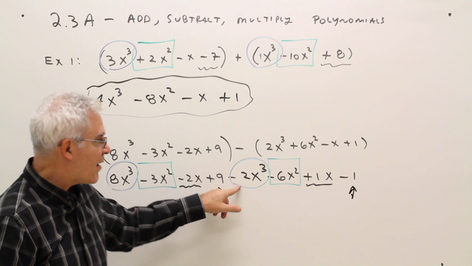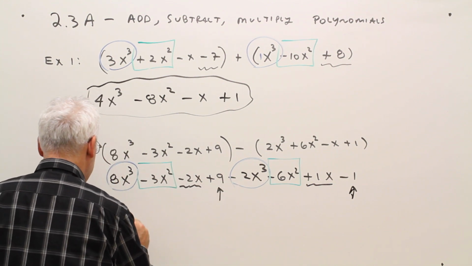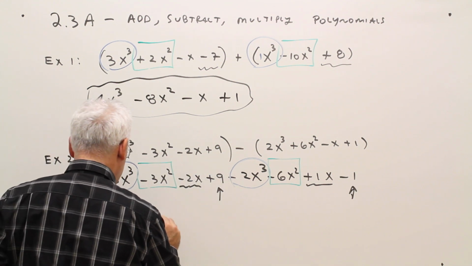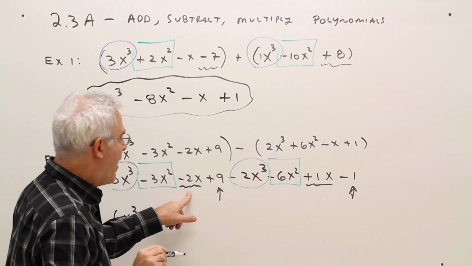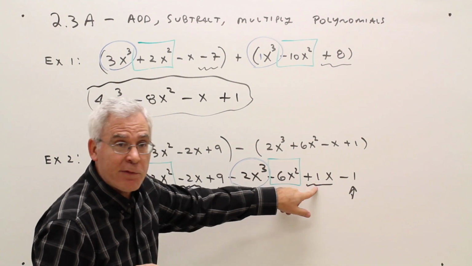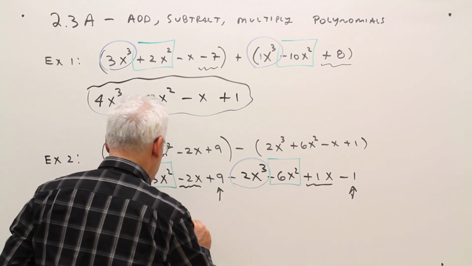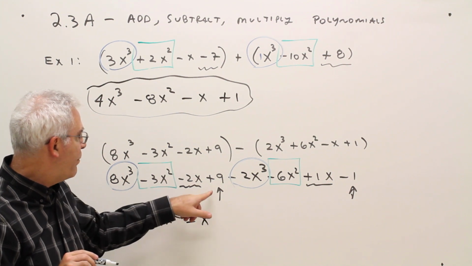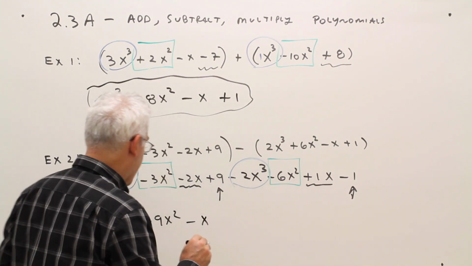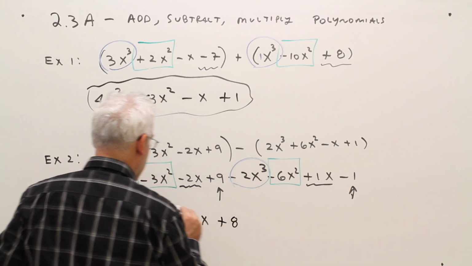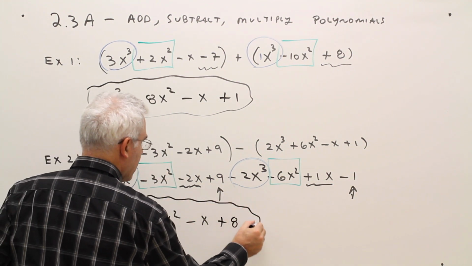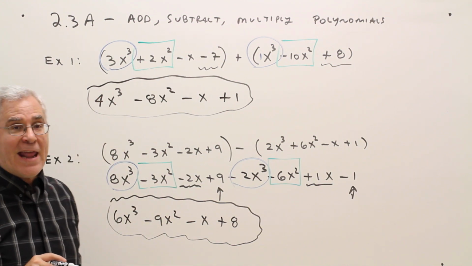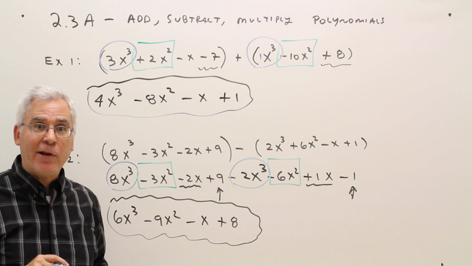Okay, 8 take away 2 is 6. Minus 3 minus 6 is minus 9. Minus 2 plus 1 is minus 1. And again, I don't need the coefficient of 1, so minus 1x. And then plus 9 minus 1 is plus 8. There you have it, adding and subtracting polynomials.